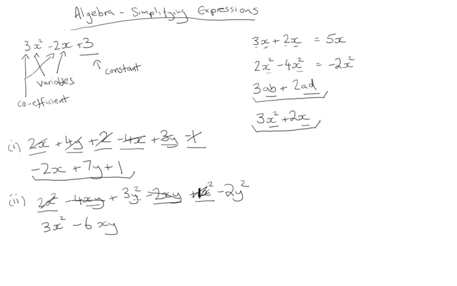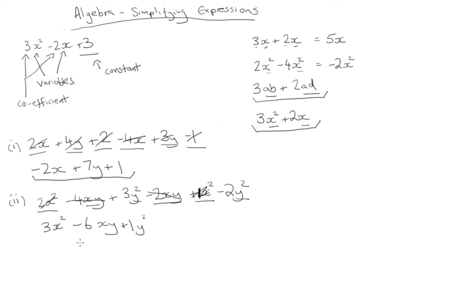Now we're left with y squared, 3y squared, and we're left with minus 2y squared. The variables are the same. They're both y squared and y squared. So it's plus 3 minus 2. So that is plus 1y squared.